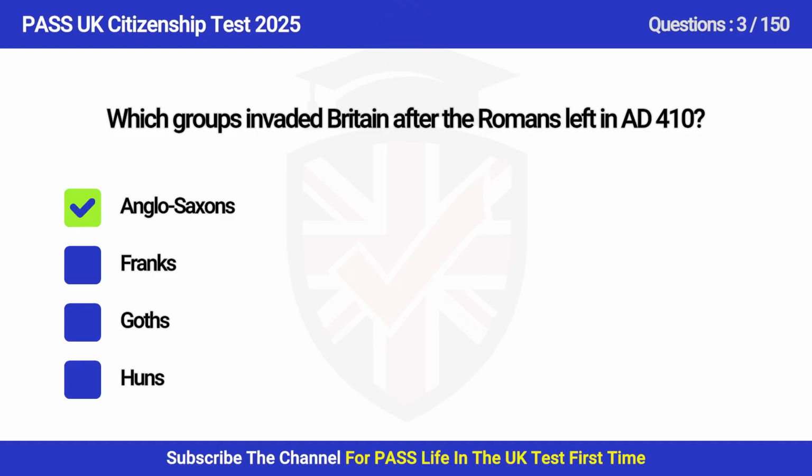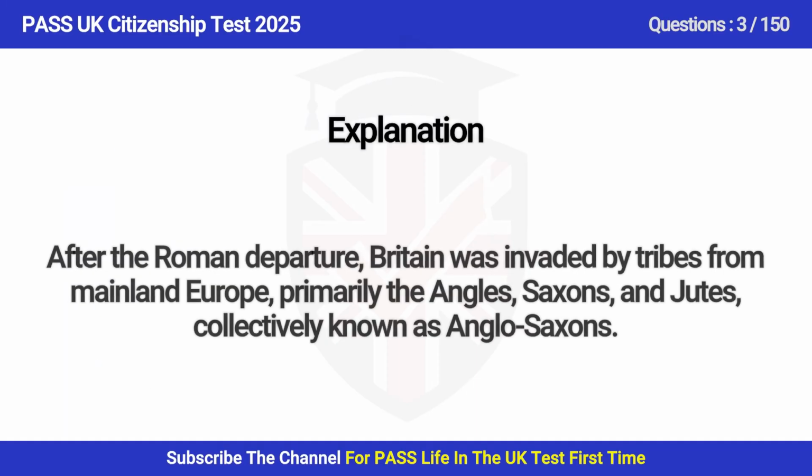Answer is A. Anglo-Saxons. After the Roman departure, Britain was invaded by tribes from mainland Europe, primarily the Angles, Saxons, and Jutes, collectively known as Anglo-Saxons.